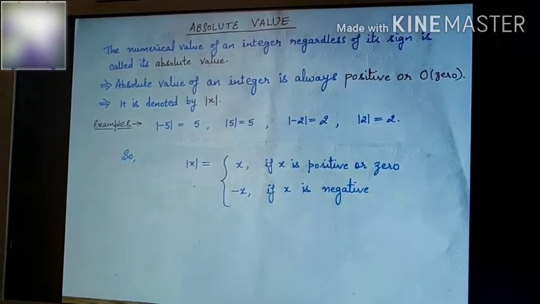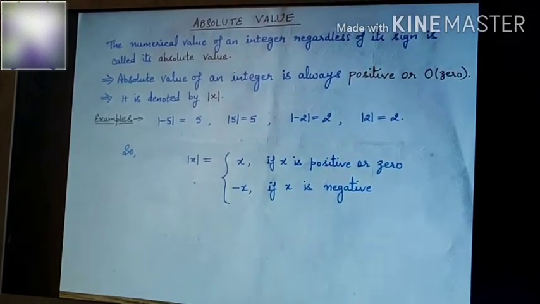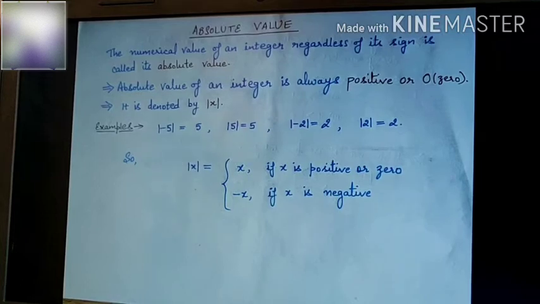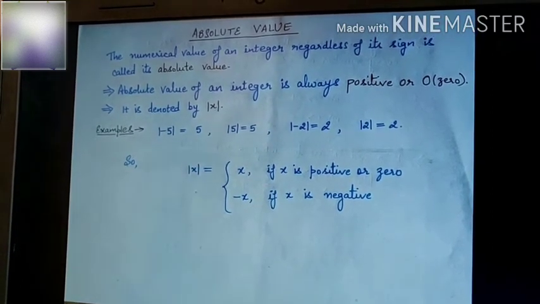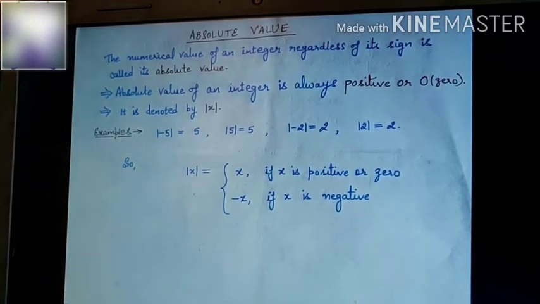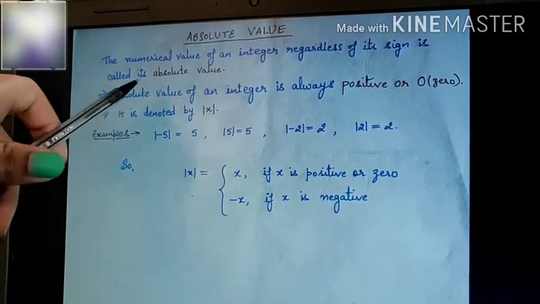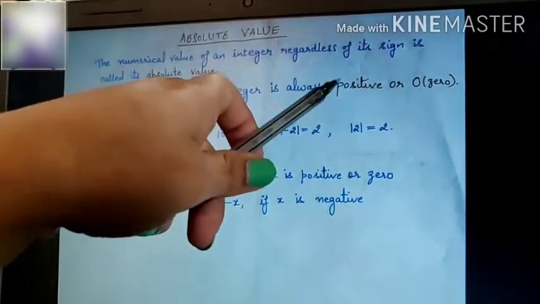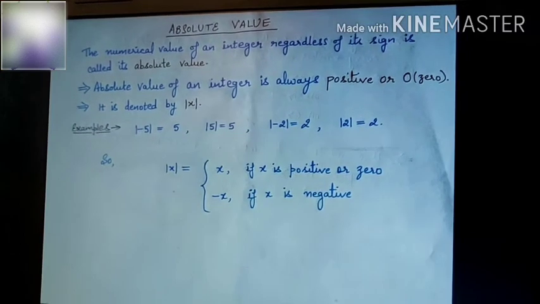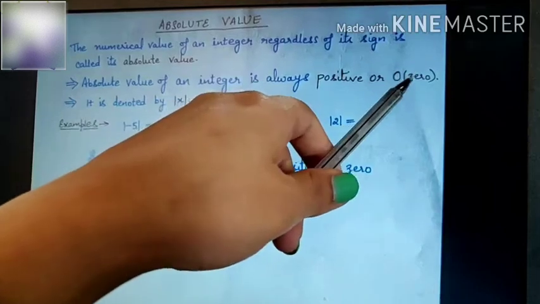Then we come to absolute value. The numerical value of an integer regardless of its sign is called the absolute value. Means in absolute value you don't have to show the negative sign. It's just the numerical value. So 2 points you have to keep in mind about absolute value. The absolute value of an integer is always positive because we don't show the negative sign here. If it is negative, we remove the negative sign. So it is always positive or it can be 0.